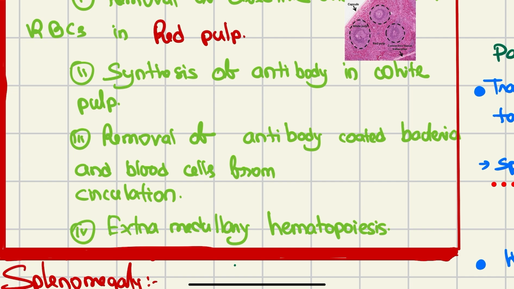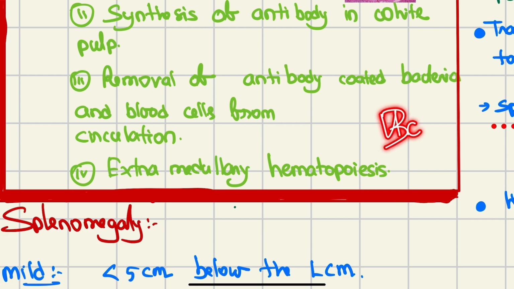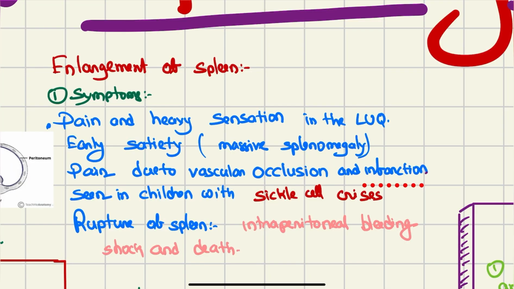Other actions of the spleen are removal of antibody-coated bacteria and blood cells, and it acts as a hematopoietic organ where blood synthesis from bone marrow is depressed, like in aplastic anemia. Now let's see what complaints a patient may have when he develops splenomegaly.